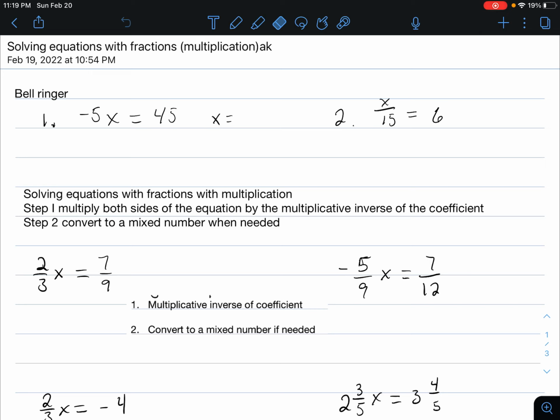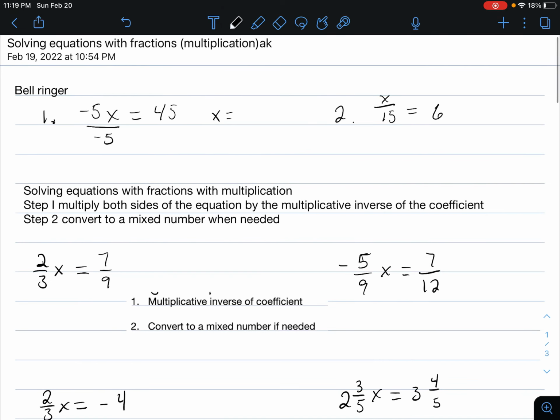So to undo multiplication, we use division, or we take the multiplicative inverse of negative 5, which would be negative 1/5. So here I'm just going to show multiplying by a negative 1/5 is the same as dividing by negative 5. So you divide by negative 5, your 5's are going to cancel out, leaving you with x. And then 45 divided by negative 5 is going to be negative 9.